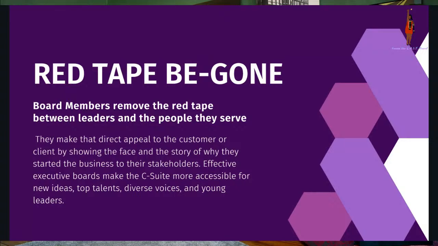So if you got red tape at your organization and you make it difficult for the younger people or the new members to reach your top leadership staff, you will have a lot of difficulty recruiting board members that want to stay and board members that will stay and be involved whenever you ask or need them.